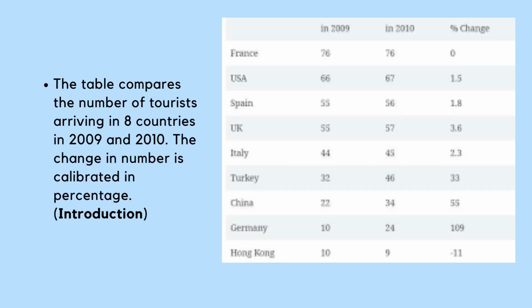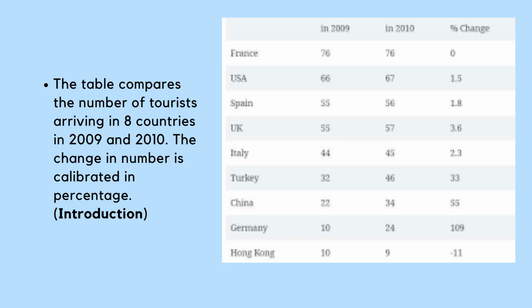Starting with the introduction, the table compares the number of tourists arriving in 8 countries in 2009 and 2010. The change in number is calibrated in percentage. Here you can see that I have changed several words from the question with synonyms, and I have followed the format of paraphrasing the question and then mentioning how the data is calculated. So this is how you will form the introduction of your report.